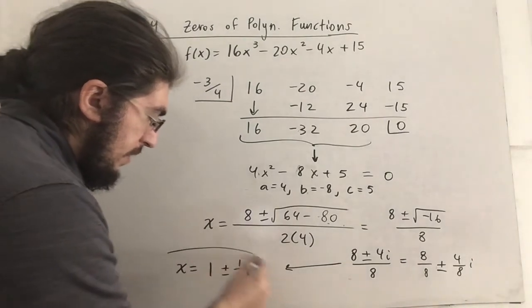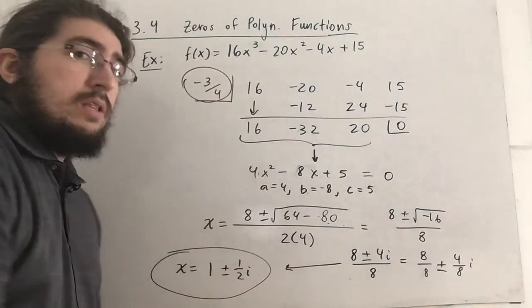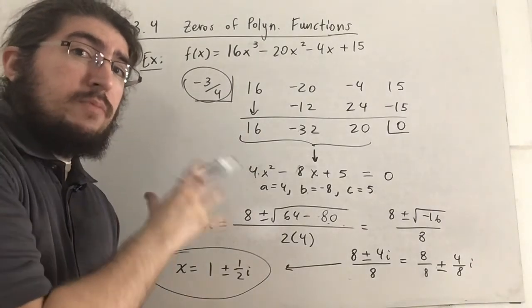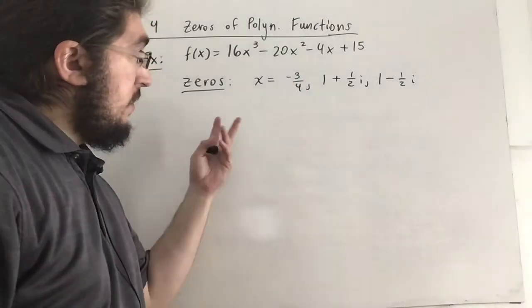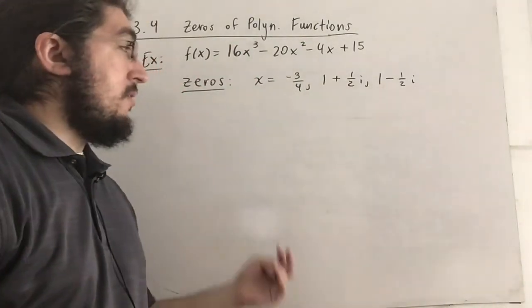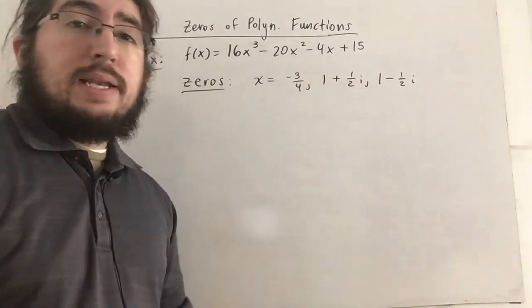Now, here are my two zeros that are non-real. Here was my zero that was real, it was rational. And I'm going to write out the list of zeros, and then from there I'm going to factor. Here it is, here are the 3 zeros. Notice our degree is 3, so it checks with the fundamental theorem of algebra. Negative 3/4, 1 plus 1/2 i and 1 minus 1/2 i.